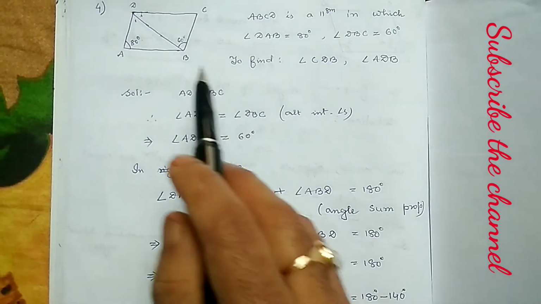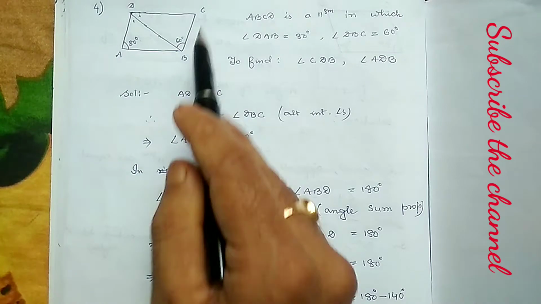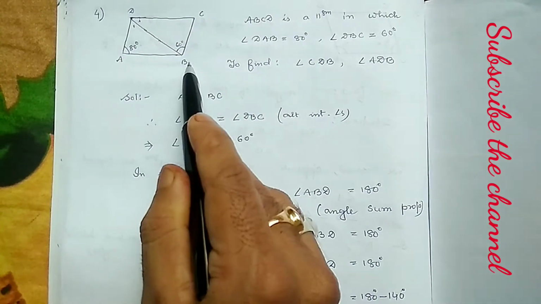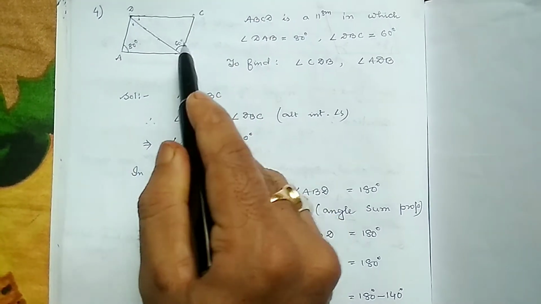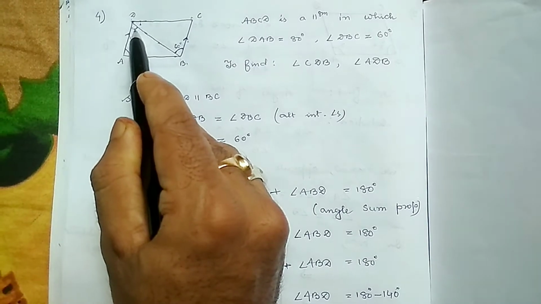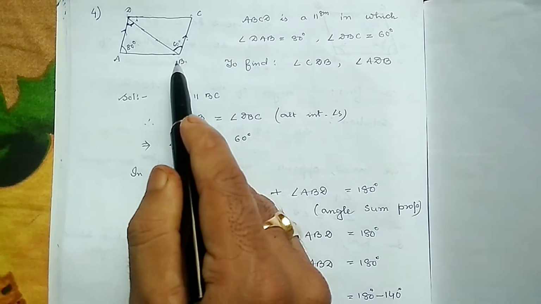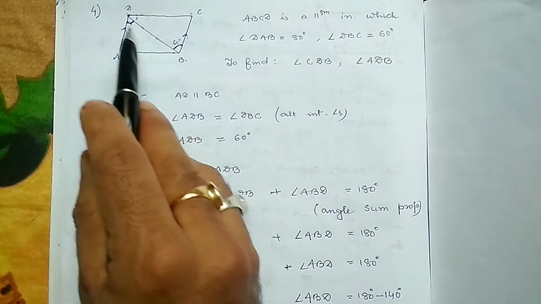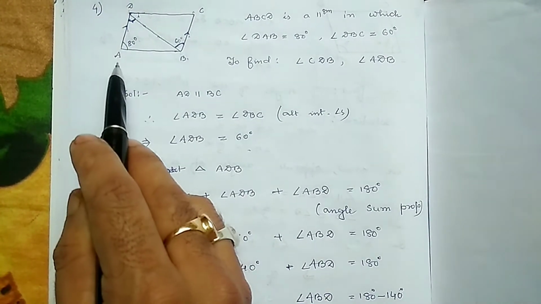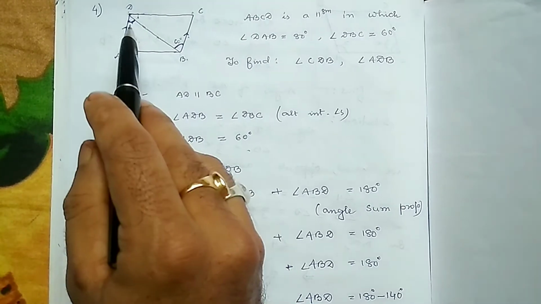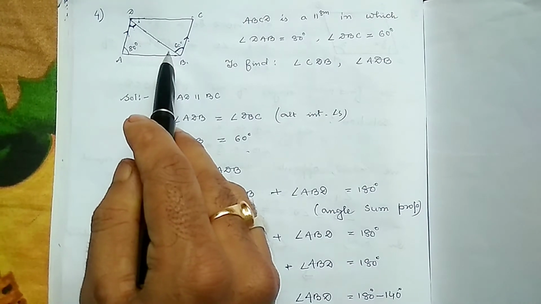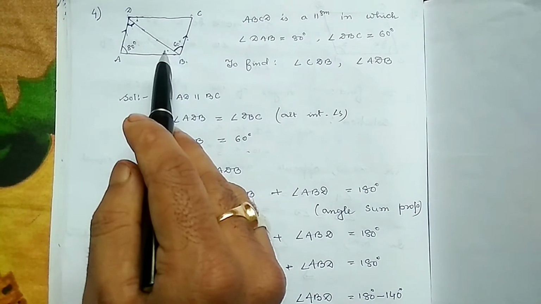Okay. Now, since AD is parallel to BC, these two sides are parallel because it is a parallelogram. So, angle ADB will be equal to DBC because this line and this line are parallel. So, obviously, if this is 60, this also will be 60. These angles are called alternate interior angles. So, we got ADB. Now, in triangle ADB, we know this angle is 60, this angle is 80, but this angle is not known. So, what can we do? We can use angle sum property.